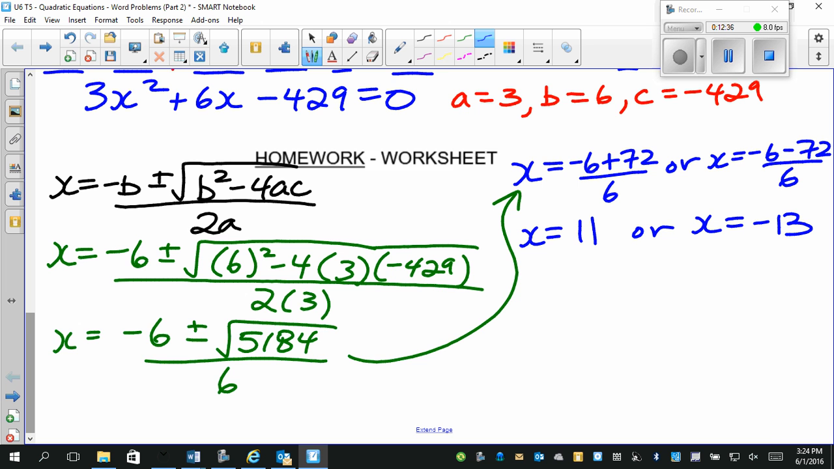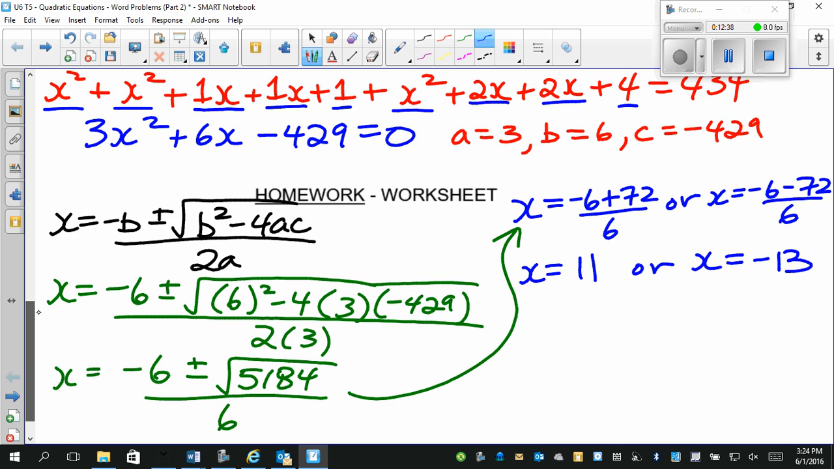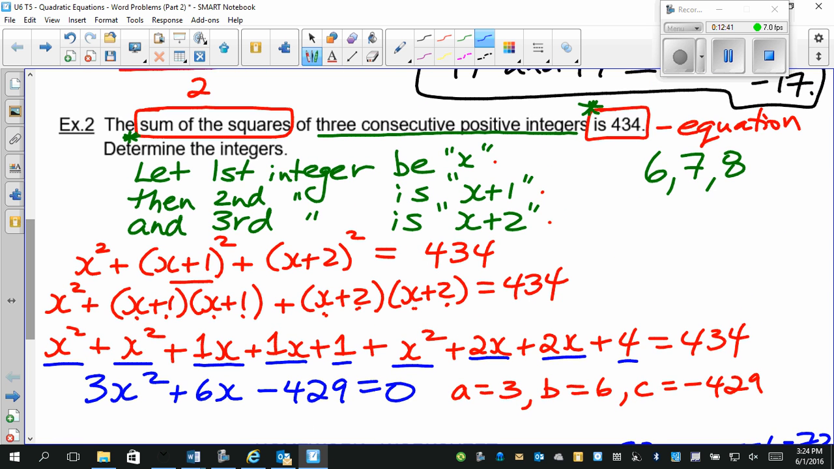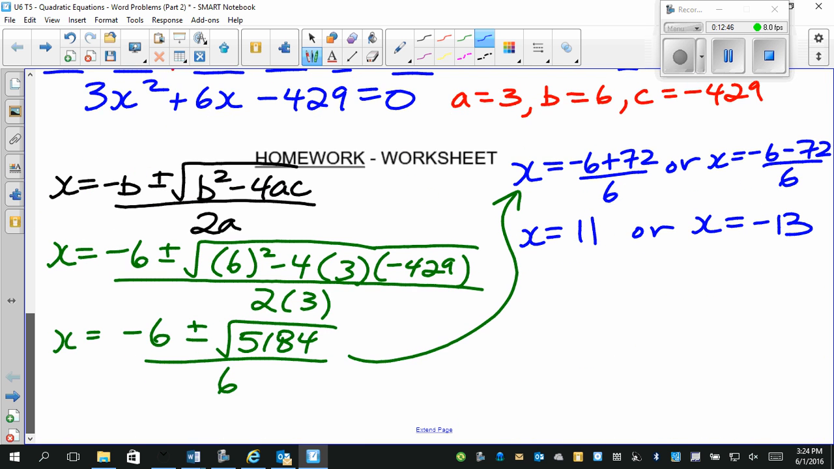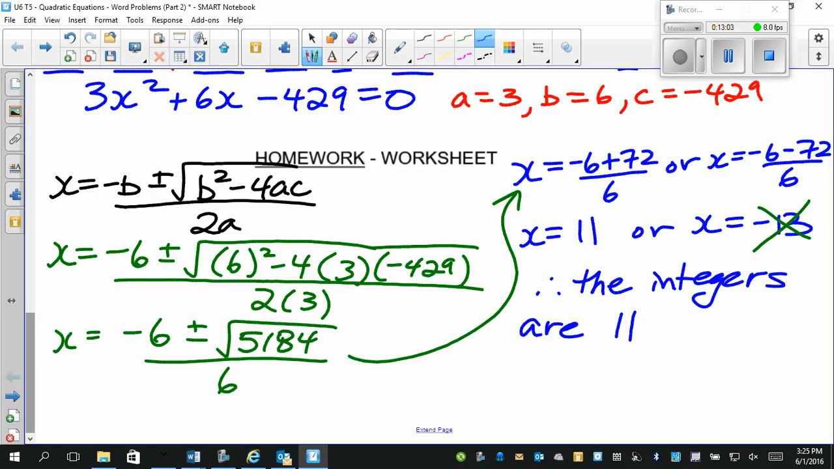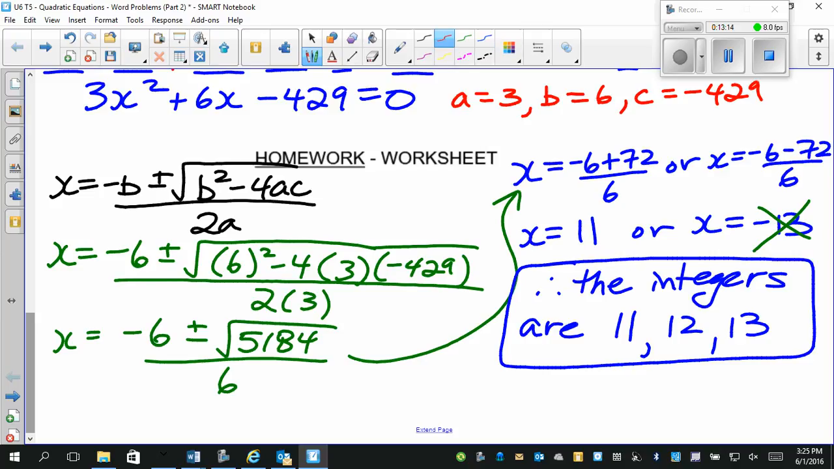Now when I look back at the question here, it said positive integers. So that means right away that the negative 13 is not a possibility because it can only be the positive. So therefore, the integers are, and remember from up above, x, x plus 1, x plus 2. So 11, 12, and 13 are the numbers that satisfy that word problem. Okay, great. We'll see you tomorrow.